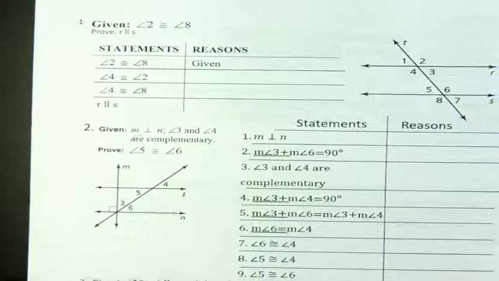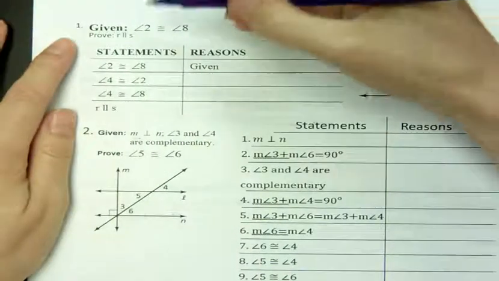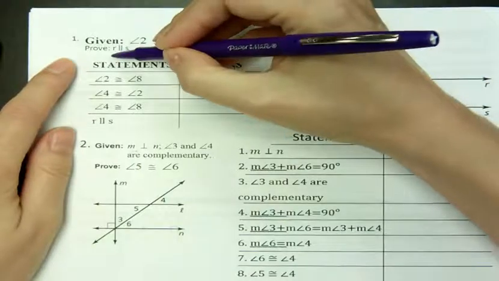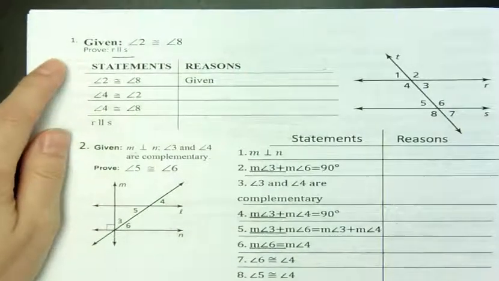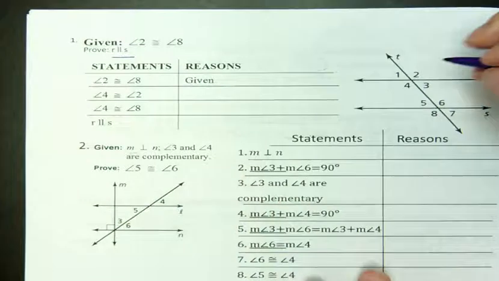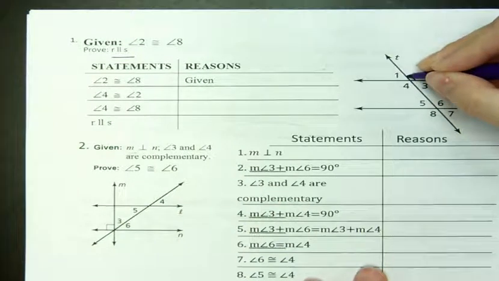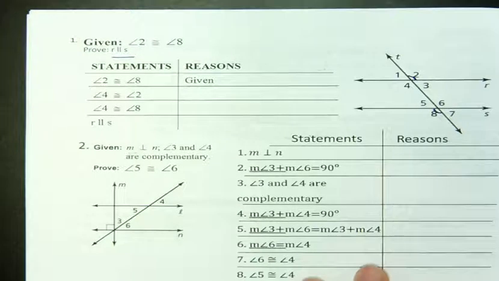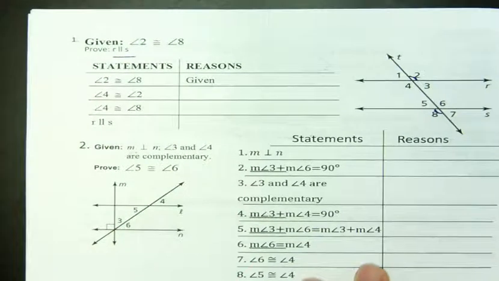Okay, here we go. We are given that angle 2 is congruent to angle 8. We're asked to prove that R is parallel to S. Before we start the proof, can you look here? If 2 is congruent to 8, how do we know, before we prove it, that these lines are parallel? They're alternate exterior. That's why. And so we could just do a one-step proof and say alternate exterior converse.